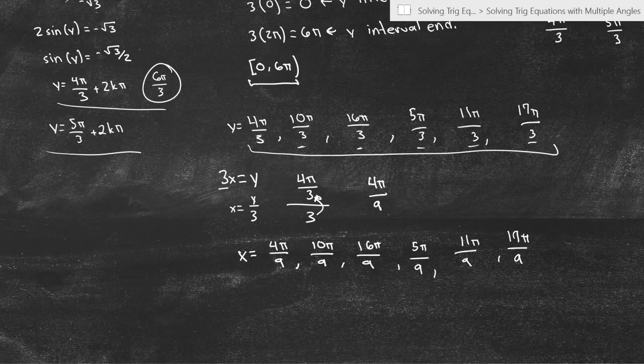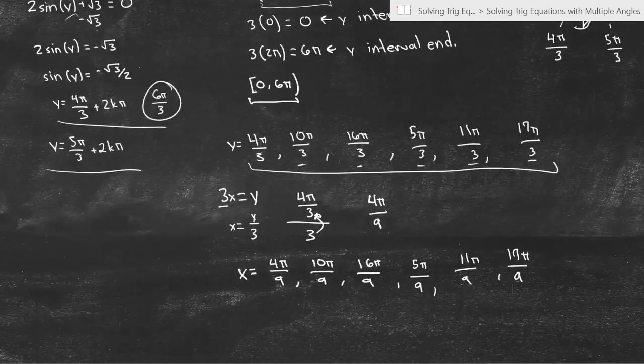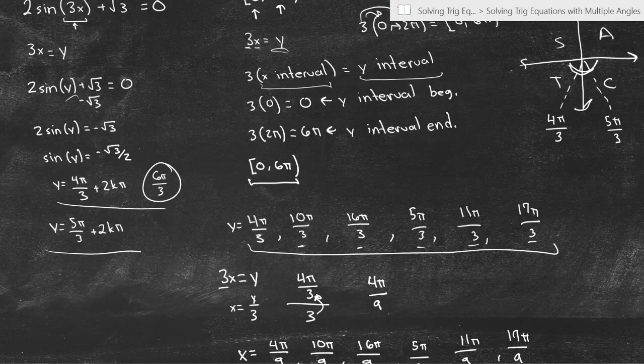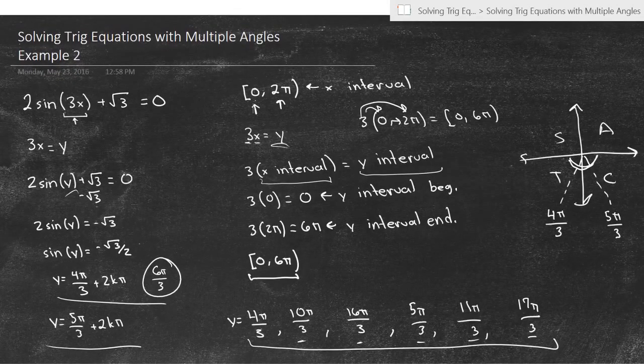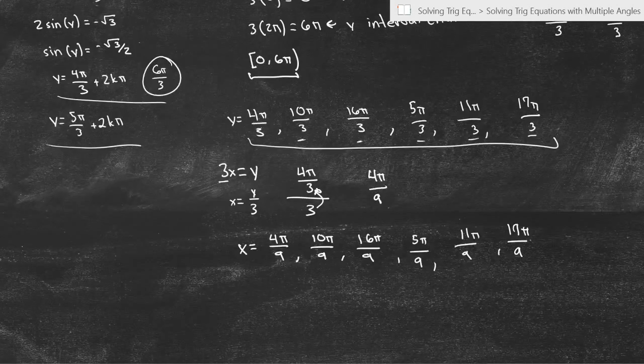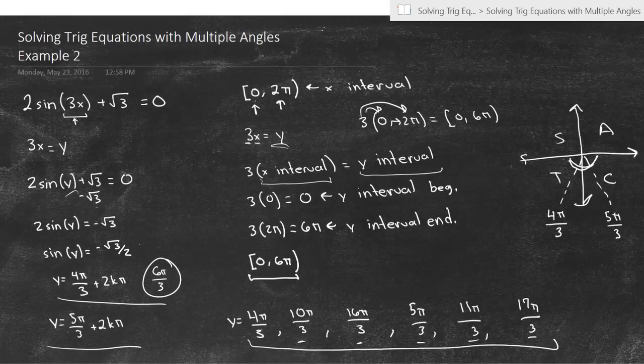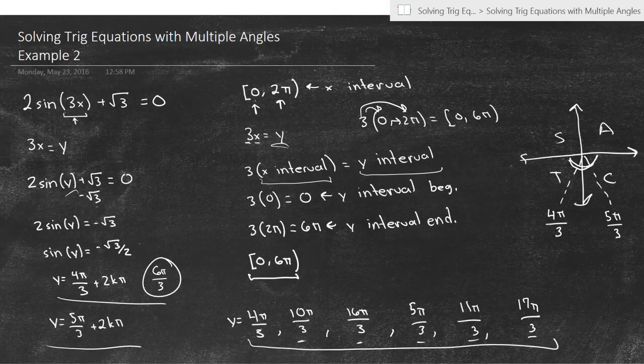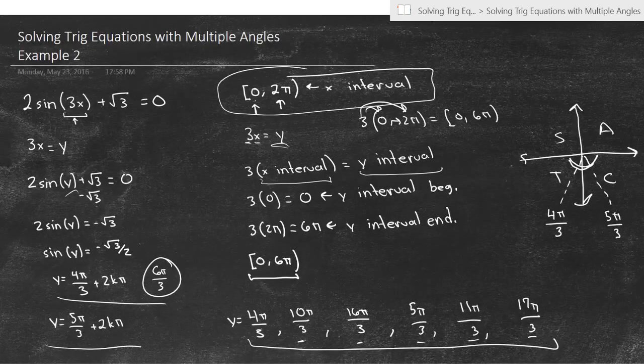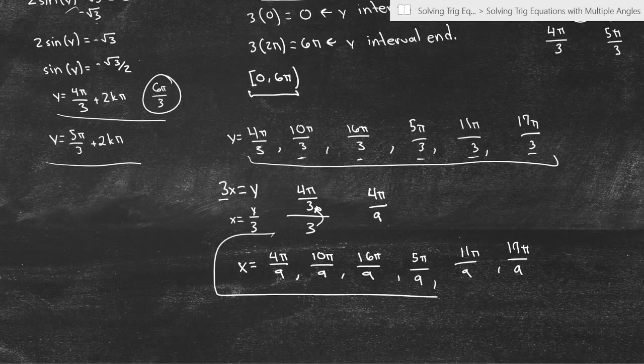There are a lot of different ways to do this, but this is my preferred method. As you can see, we go from 4 pi over 9 being our first one, that's greater than 0, to 17 pi over 9 being our last one, that's barely less than 2 pi. So they're all within this original x interval, which is what we wanted, and they all make the problem work. So these are the solutions to that problem.